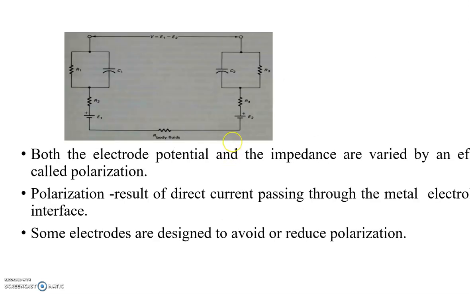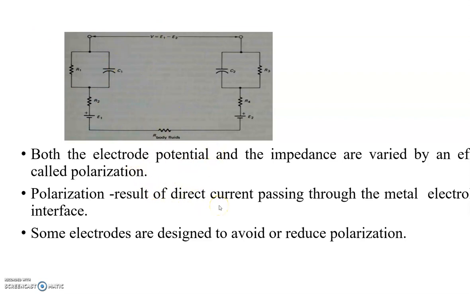This figure represents the resistance capacitance network, which represents the impedance of the electrodes as fixed values of resistance and capacitance. Unfortunately, the impedance is not constant. The impedance is frequency dependent because of the effect of the capacitance.